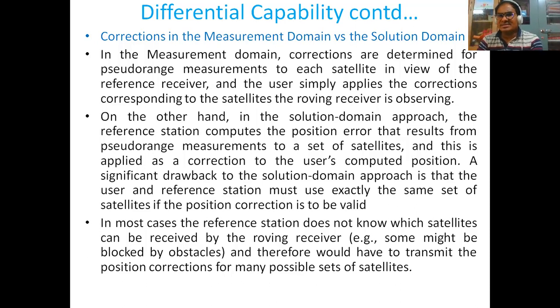And in most of the cases, the reference station does not know which satellites can be received by the roving receiver, and therefore would have to transmit the position corrections for many possible sets of satellites. See, if the roving receiver does not know from which satellite the signal is coming, then it has to do it for a set of satellites continuously. It is a waste of time and waste of computational energy also, right?